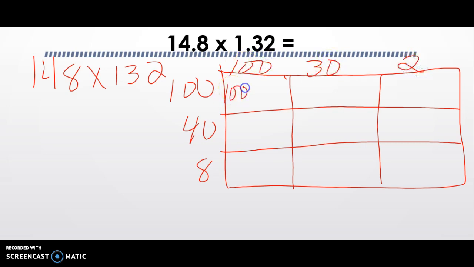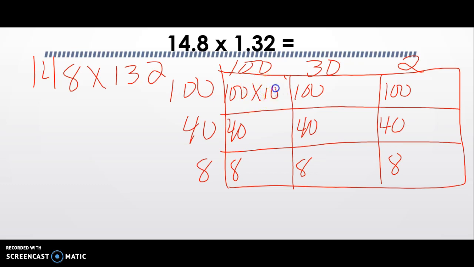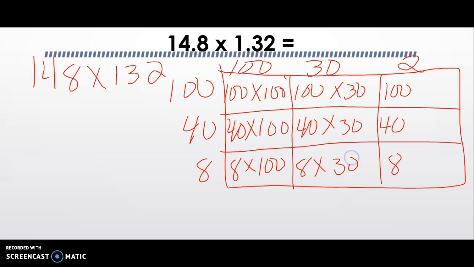All the way across is 100 for the first row. Next row is 40 all the way across. And 8 all the way across. Top going all the way down is the 100 for this section. All the way down, next is 30. Make sure you put in the right digits and the right numbers in the correct box. So if you go all the way across for everything and all the way down for everything, you should be okay. So 1 times 1 is 1, and I have 4 zeros. Next, I have 1 times 3 and 3 zeros.